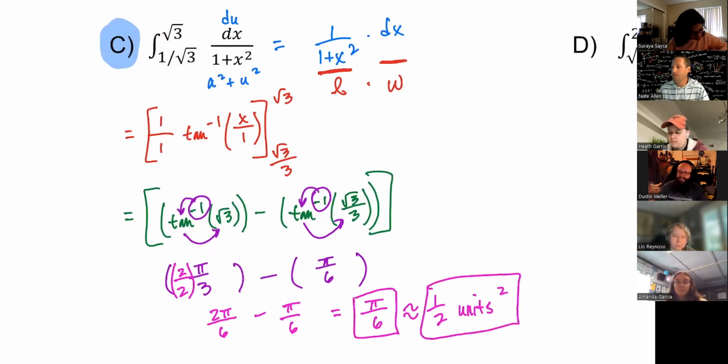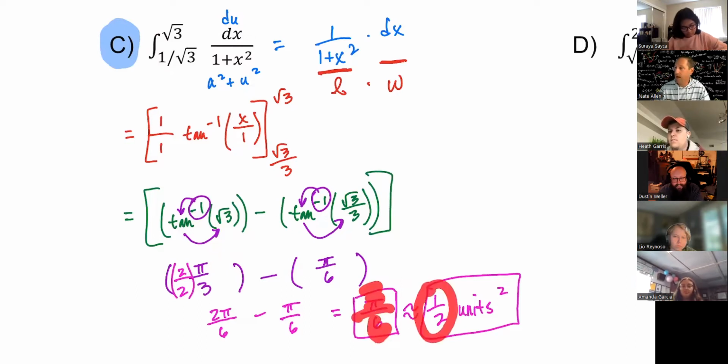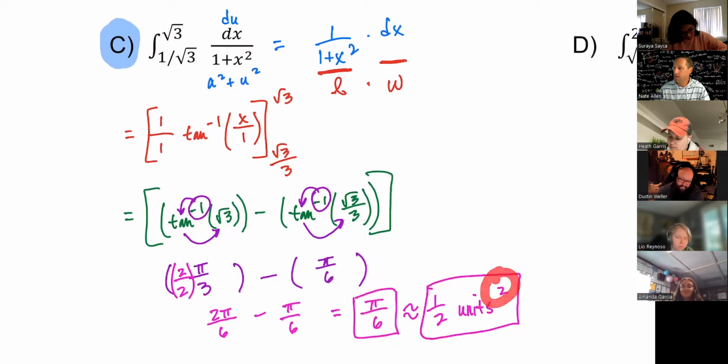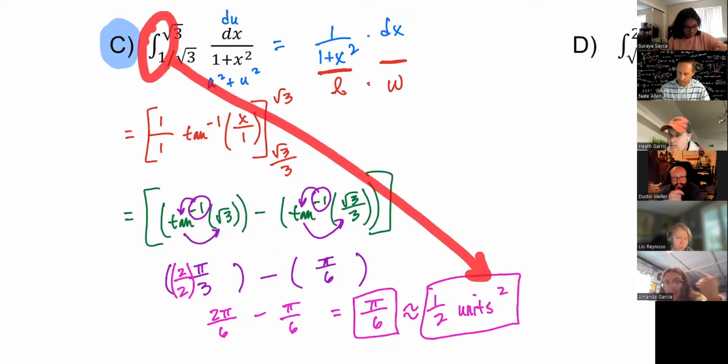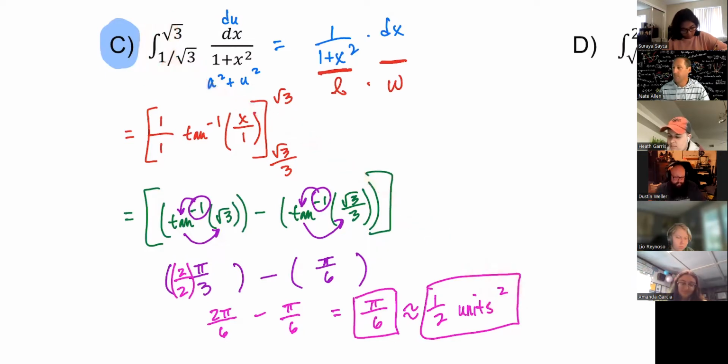Where did I get 1/2 from? Well, what did Dustin just remind us that pi was about? A little more than 3, right? It's 3-ish. So if this is 3-ish over 6, then we know it's half-ish. And why did I put units squared? Because we are finding what again? An area. And that is my perfect segue into the last section.